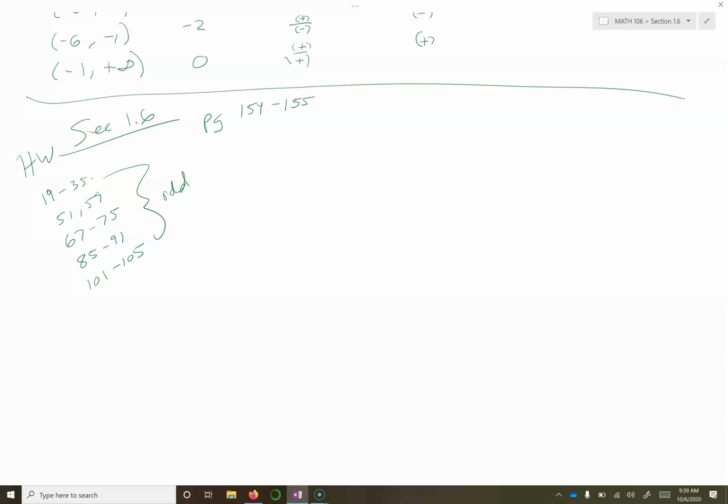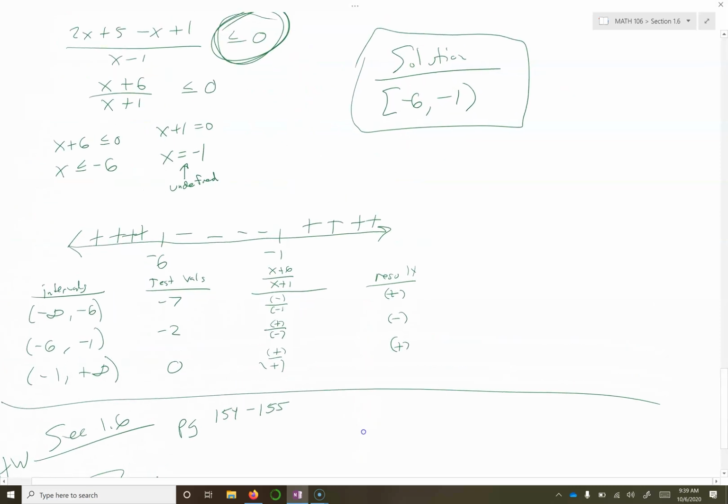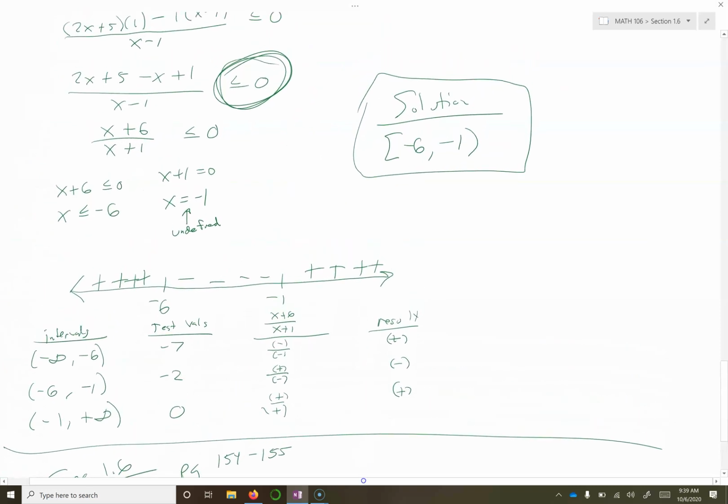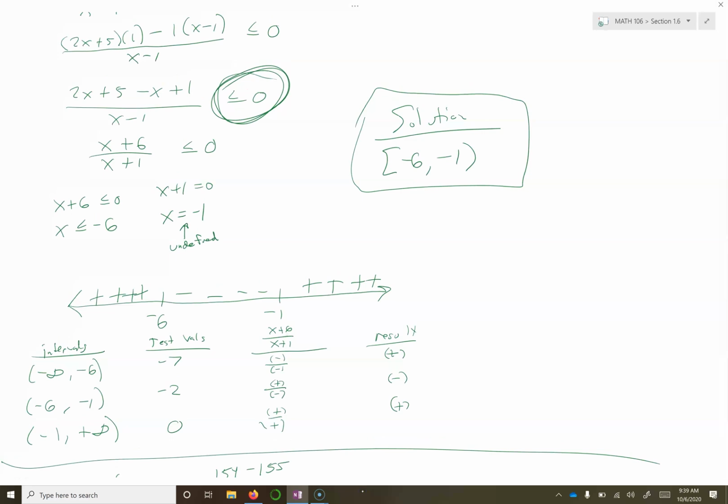Oh. I have a question. Sure. The last problem, why was it x equals 1 instead of x is less than or equal to 1? Oh, that was just a mistake. Thank you for pointing that out.